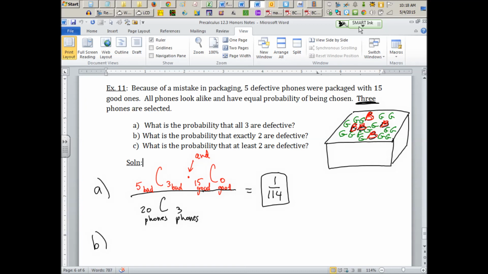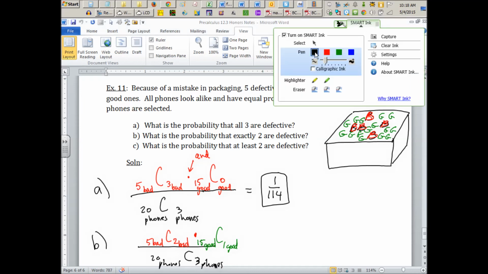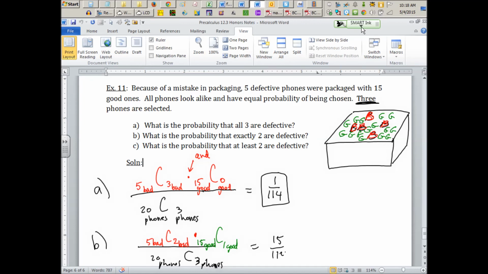Let's look at part B. Notice we're still pulling 3 phones from 20. So the bottom is still 20 phones, choose 3 phones. But this time the desire is different. This time the desire is to get 2 bad phones and 1 good phone. So it's almost exactly the same. From the 5 bad phones, I will choose 2 bad phones. And from the 15 good phones, I will choose 1 good phone. And if you type this, you'll see that it's actually 15 out of 114. Just type it the same way I typed a minute ago.